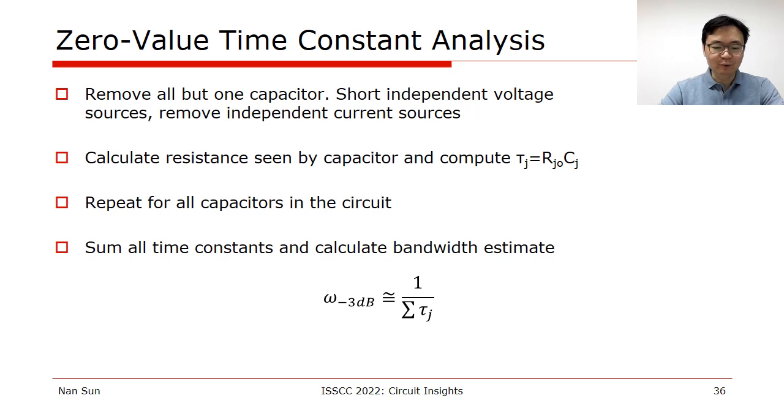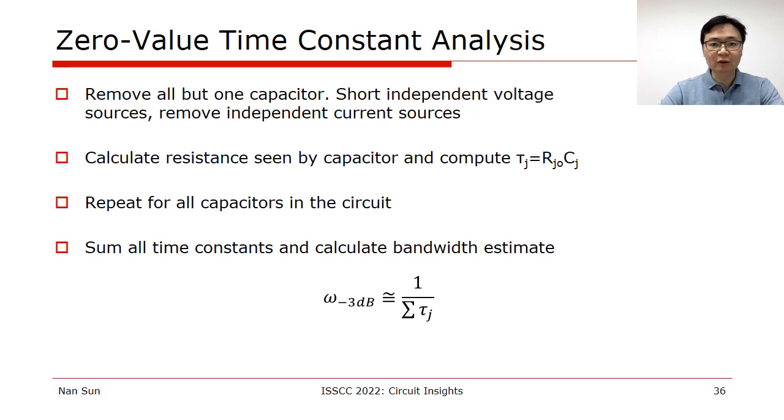Fortunately, there is a more general method that allows us to estimate the bandwidth of an arbitrary circuit without going through the pain of deriving the complete S-domain transfer function. It is called the zero-value time constant analysis, or ZVTC analysis. And here is how it works.